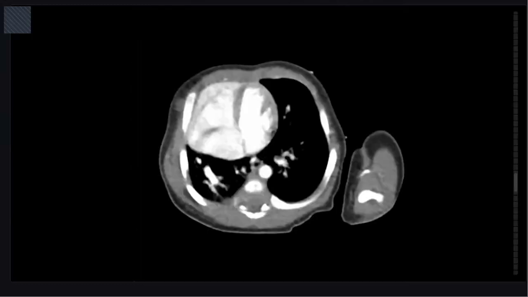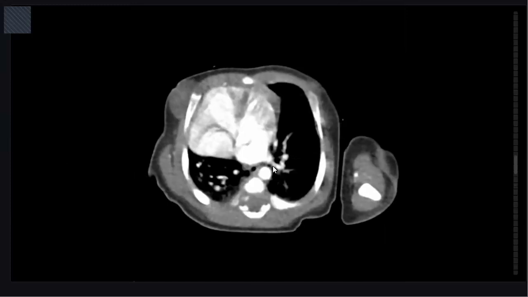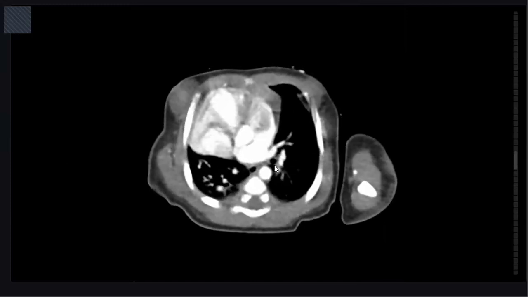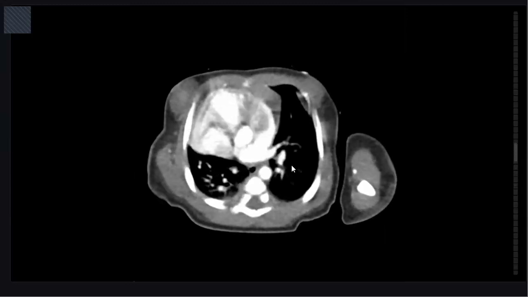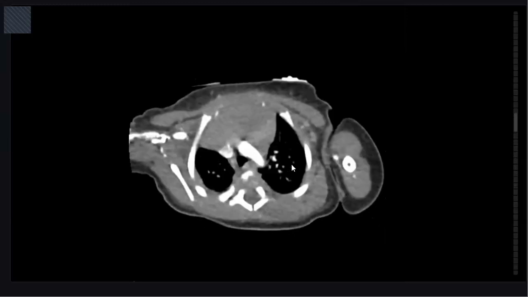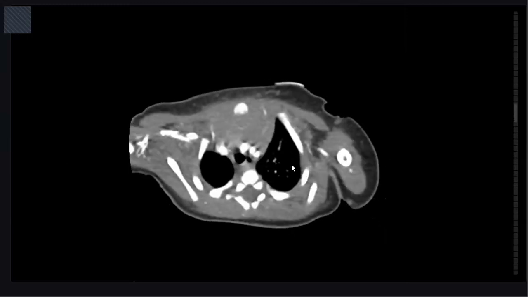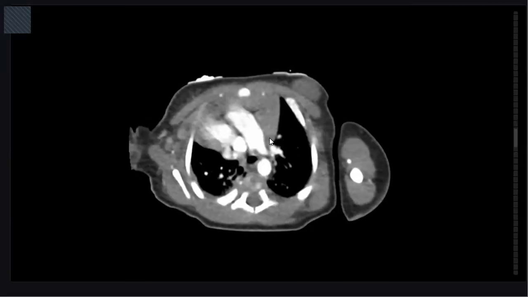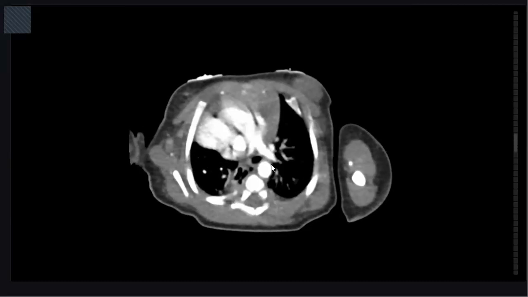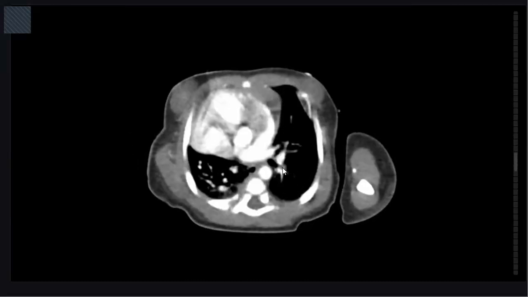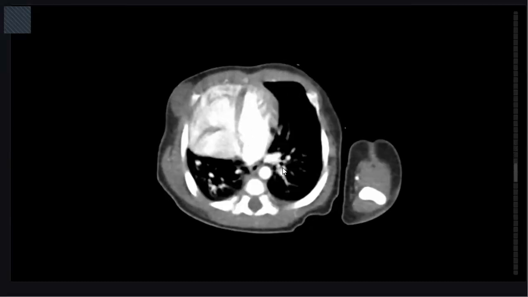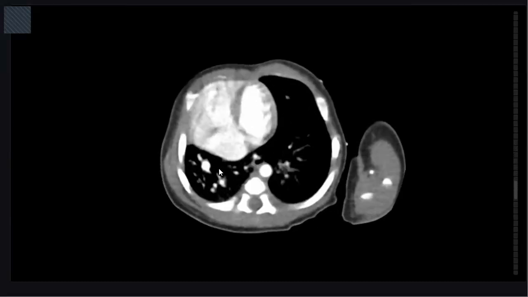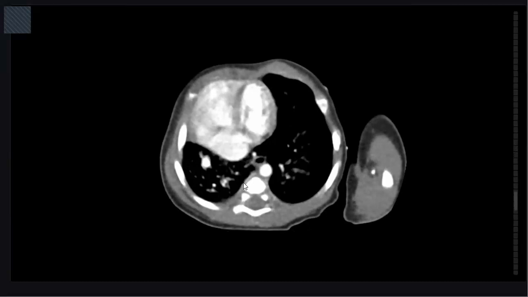So for this CT, I gave you the contrast study first. It is very, very important to look at the pulmonary vessels. You have to look at the pulmonary vessels. So here you can follow the pulmonary artery, the main trunk, and the right and left main pulmonary arteries are okay. Then you should look at the pulmonary veins.